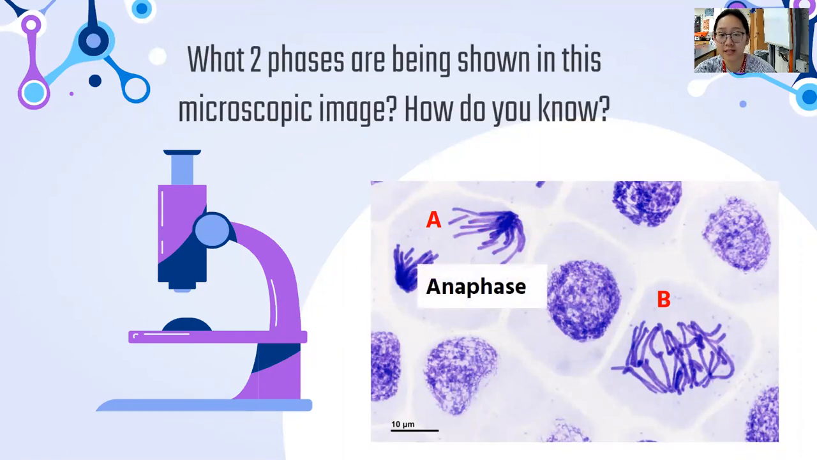So A is anaphase. And the reason why I know that is because you can see the chromosomes being pulled to the opposite ends of the cell. Anaphase stands for apart, remember? So the sister chromatids are being pulled apart. On the other hand, B is metaphase, since all the chromosomes are lined up in the middle. They're kind of messy, but they're pretty much all aligned along one single file line in the middle of the cell. So that would be the metaphase plate, or the middle.